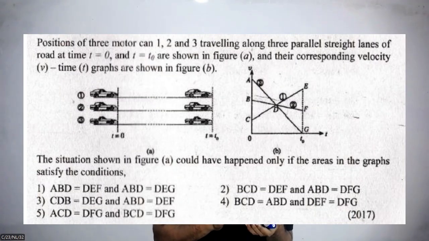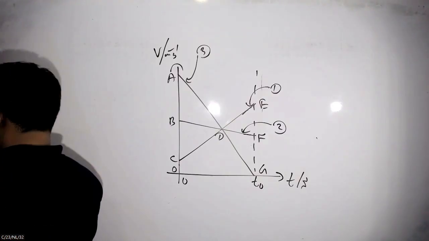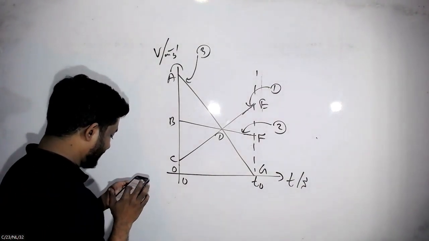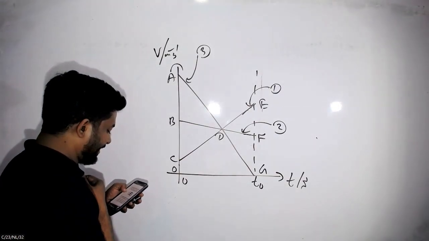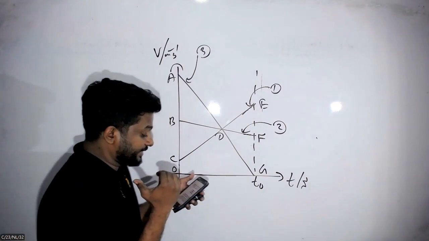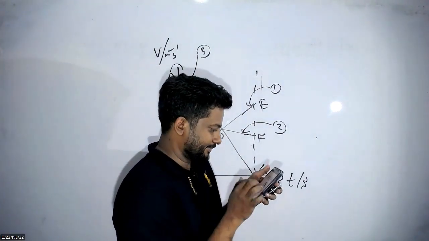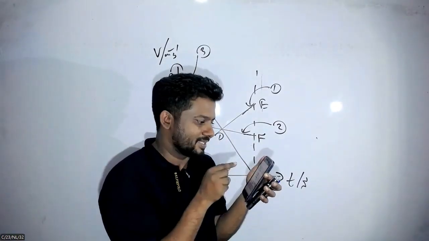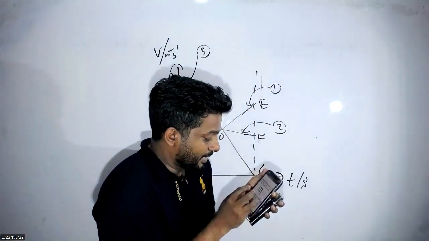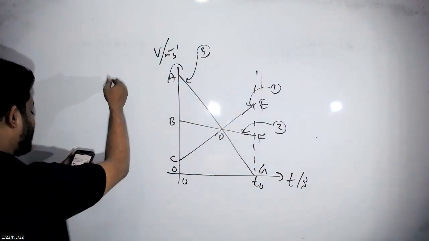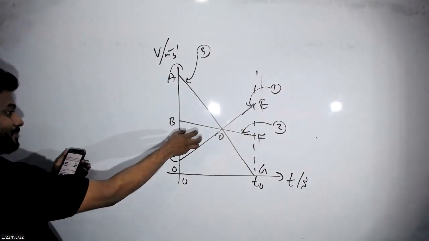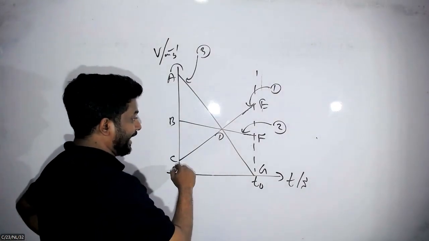Right, let's see question number 5. Position of 3 motor cars 1, 2, 3, traveling along 3 parallel straight lanes of road, at time 0. They started their motion from the same point at time t naught, as shown in the figure. Using this diagram, you can observe that during equal time interval t naught, these cars 1, 2, and 3 obtain equal displacement. That means the area under the curves.